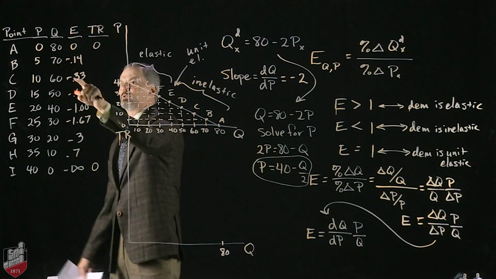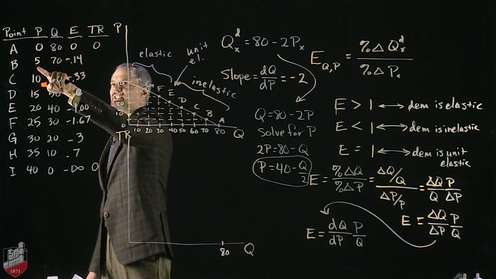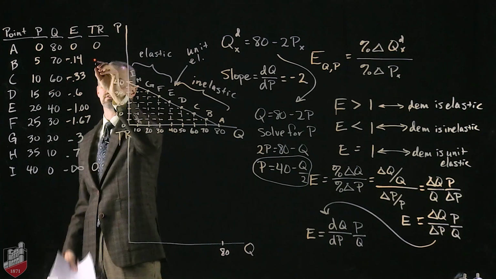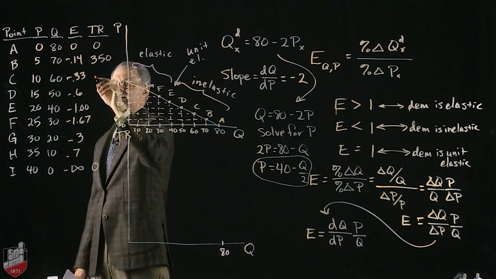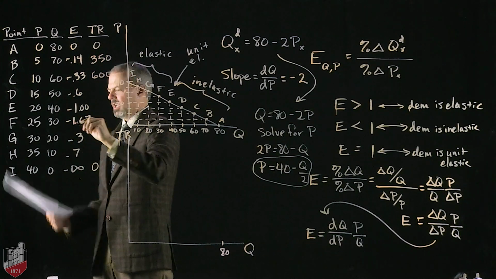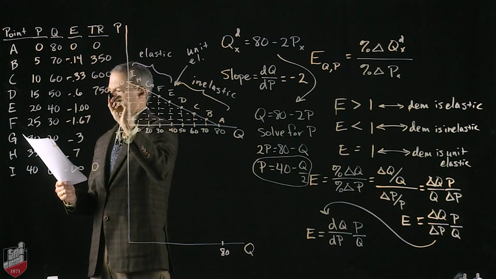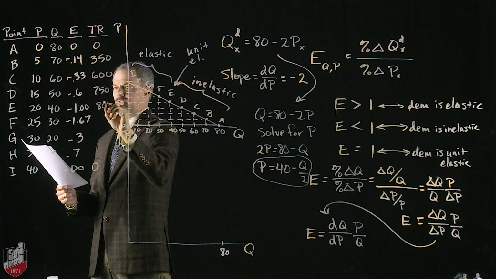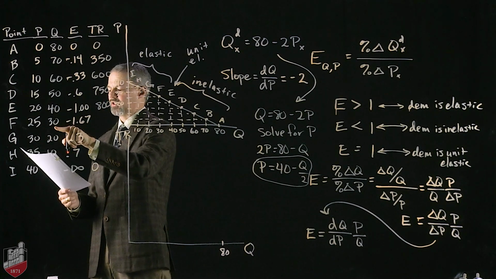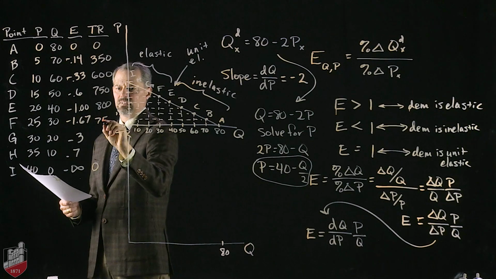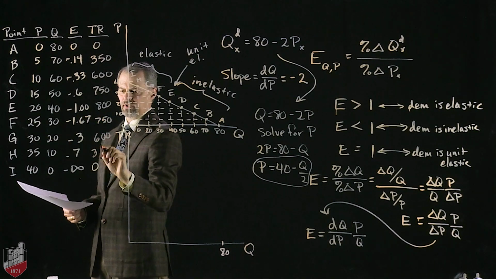But then if we're here at point B, we're selling 70 units for $5 each. That's $350. If we're selling 60 units at $10 each, that's $600. 15 times 50, that's $750. 800, right? 40 units times 20. 25 times 30, that's also $750. This one's $600, and this one's $350.